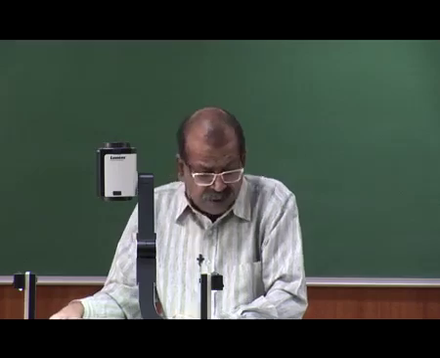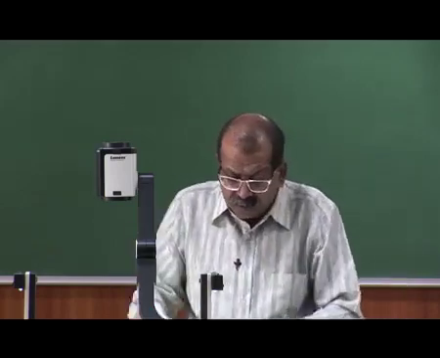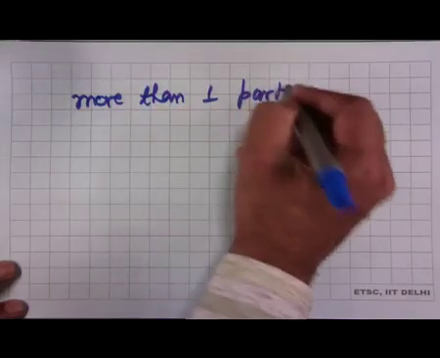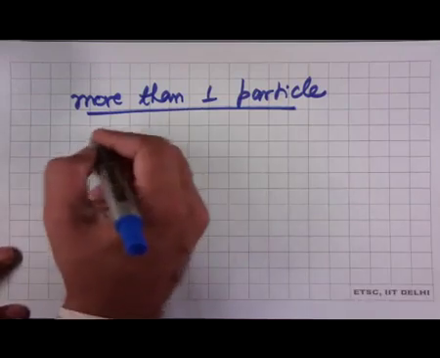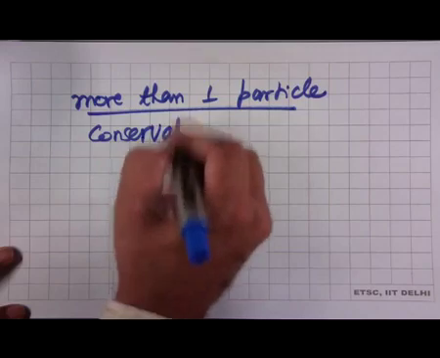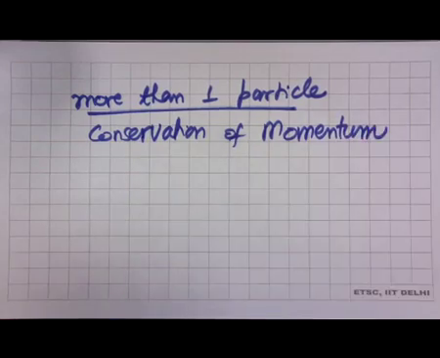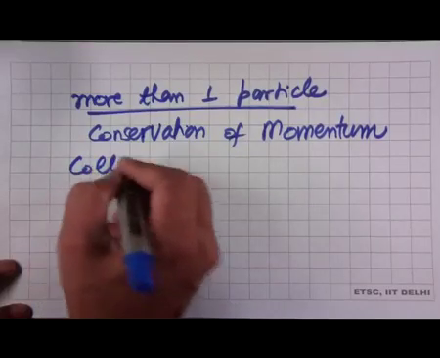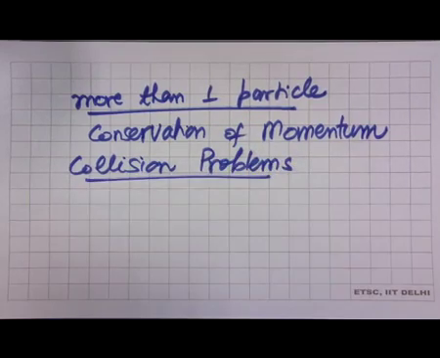Now, let us see how this principle of momentum can be used when we have more than one particle. This is where we could possibly use not the impulse principle, but the principle of conservation of momentum. Now, what are the types of problems where we will have more than one particle where such things could work out? One of the very typical problems which we have are what we term as collision problems.